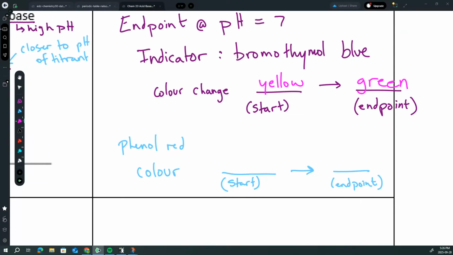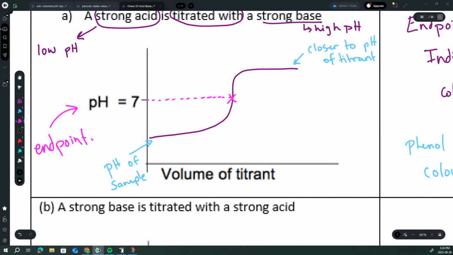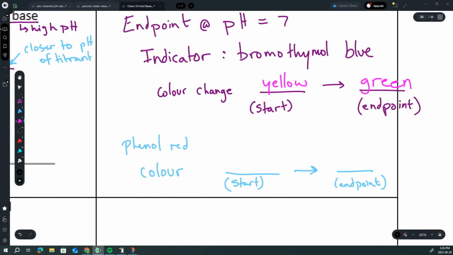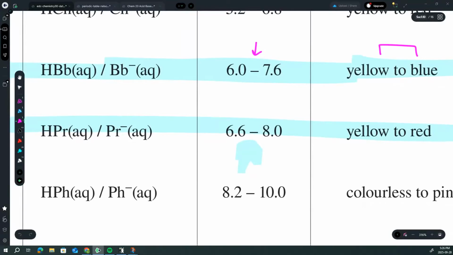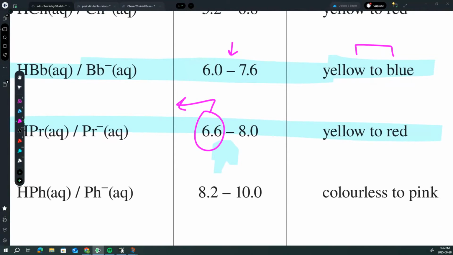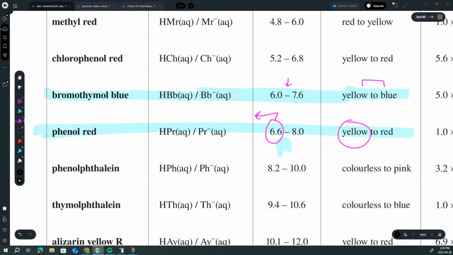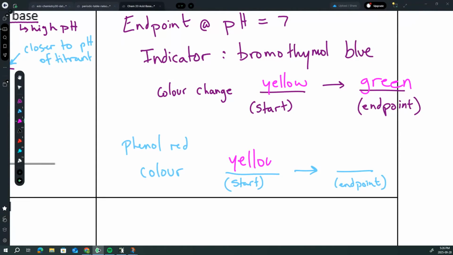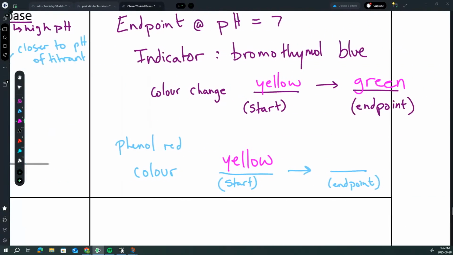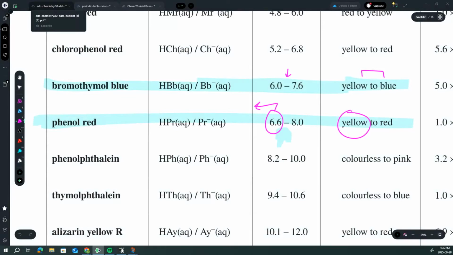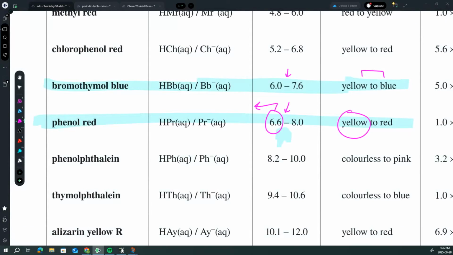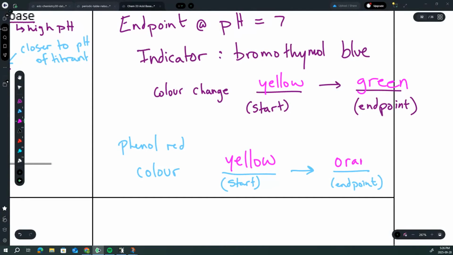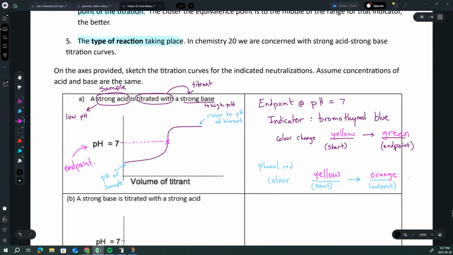Now let's do the same for phenol red. So again, we're starting off with a low pH. We'll say 2, just to have a number to focus on. So for phenol red, a low pH is going to be below 6.6. So it is also going to be yellow to start off with. And then for our endpoint, which is occurring at 7, the color of it is going to be in between 6.6 and 8. So now we're going to deal with the in-between color between yellow and red, which is going to be orange. And there you have it.